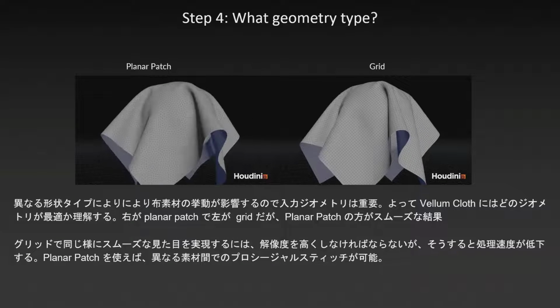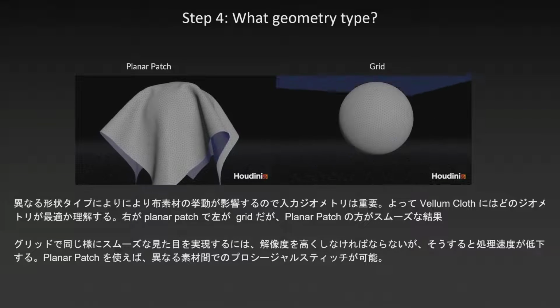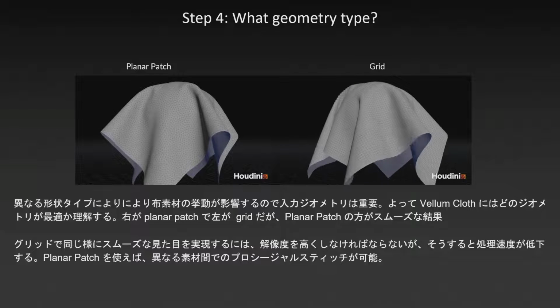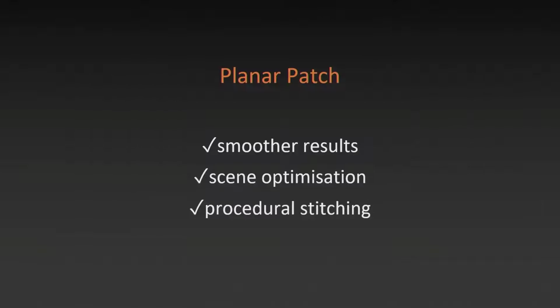Using a planar patch also allows for procedural stitching of different material panels, and we'll look at this a bit more later. Great, so now that we understand the main reasons why we use a planar patch for making clothes in Houdini, smoother results, scene optimization, and procedural stitching.